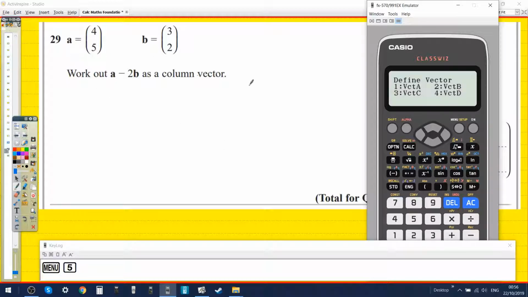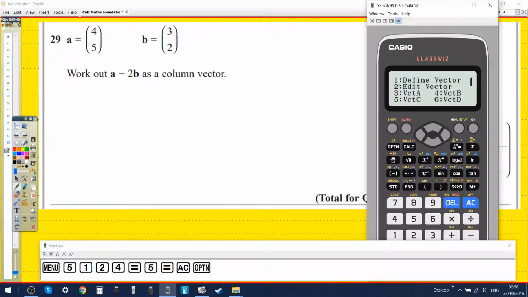There's 2 vectors, A and B. Let's start with A. Press 1. How many dimensions does it have? 1, 2. 2 dimensions. Press 2. It is 4, 5. 4 equals, 5 equals. I don't even know what it means. AC to save it. Blank the screen.